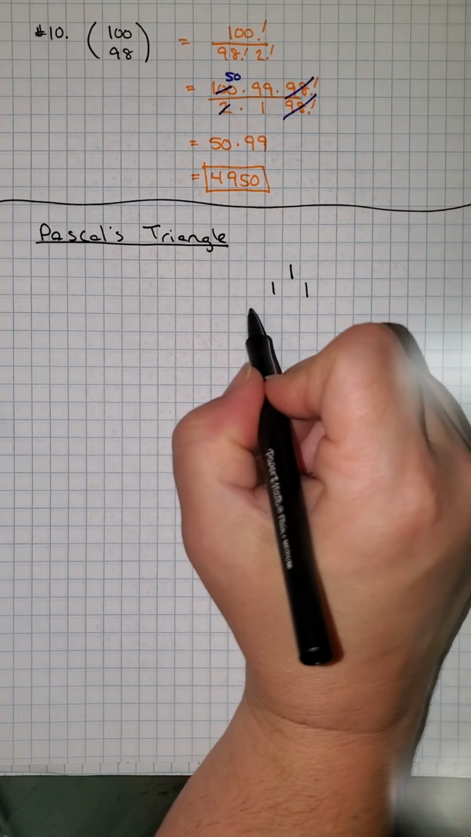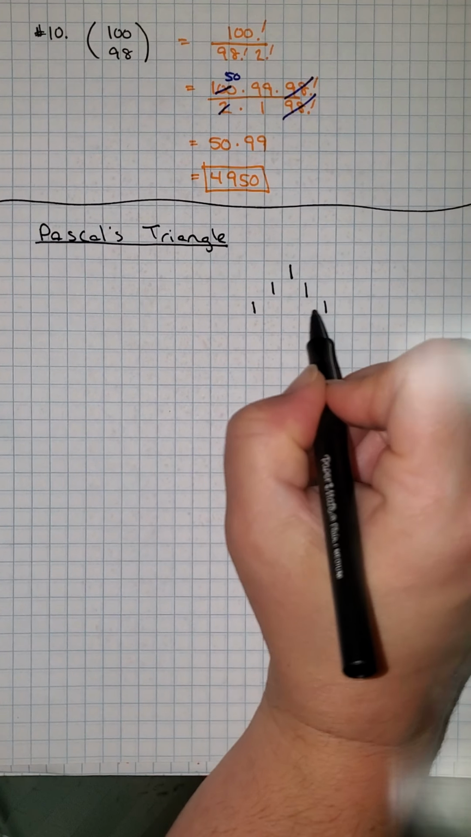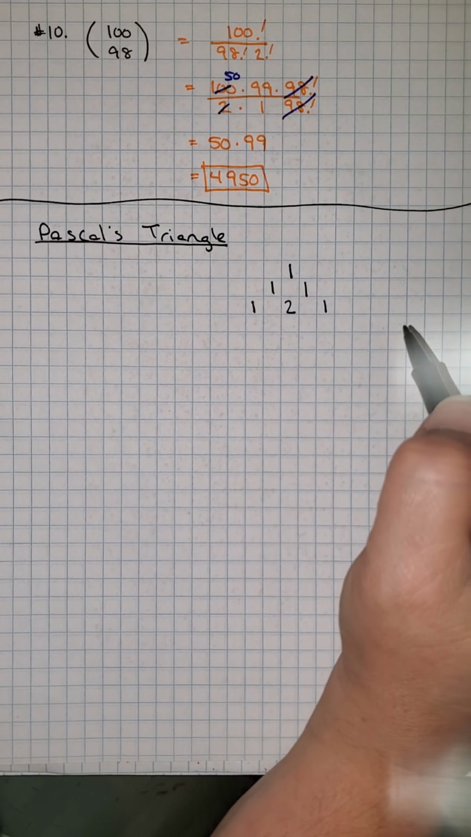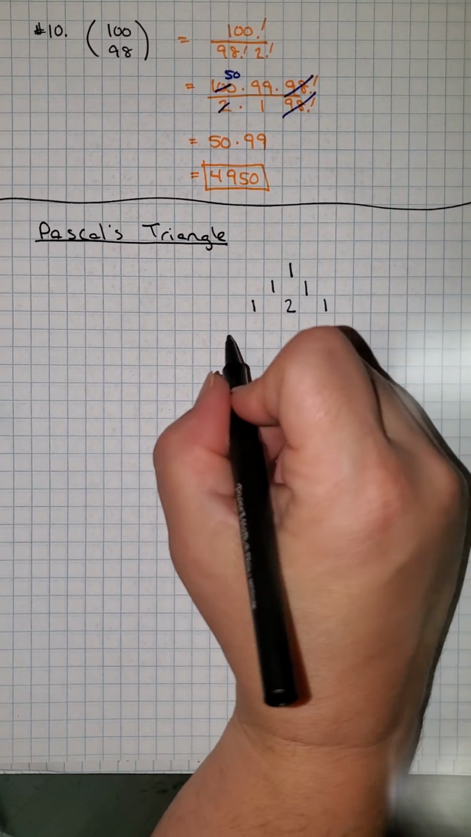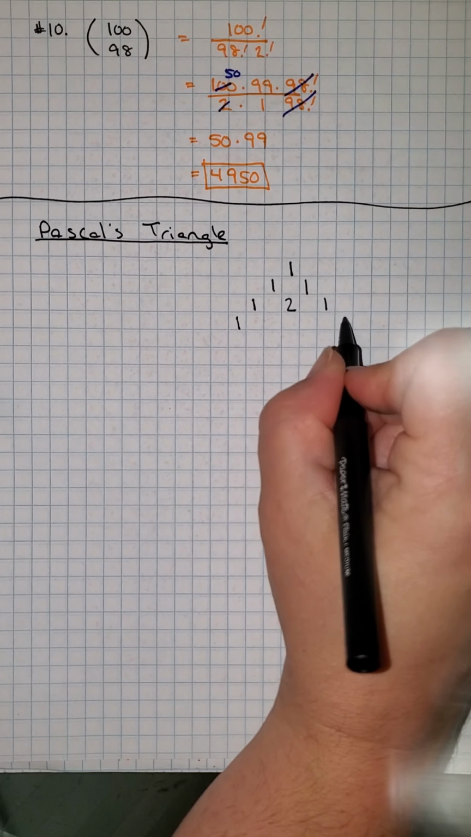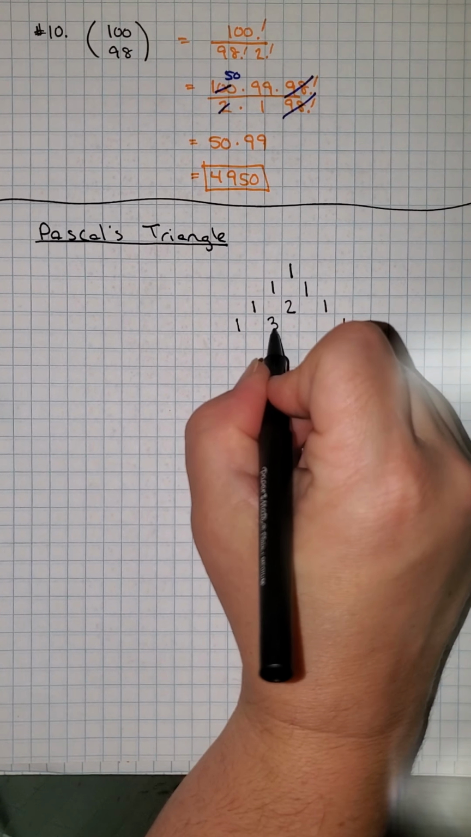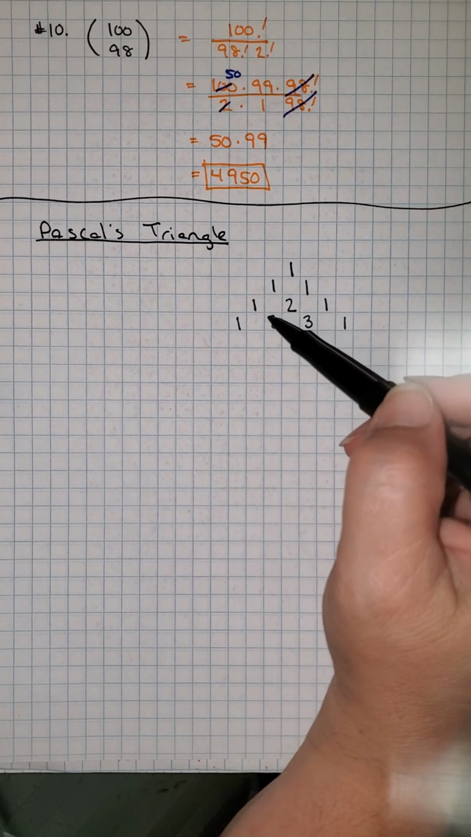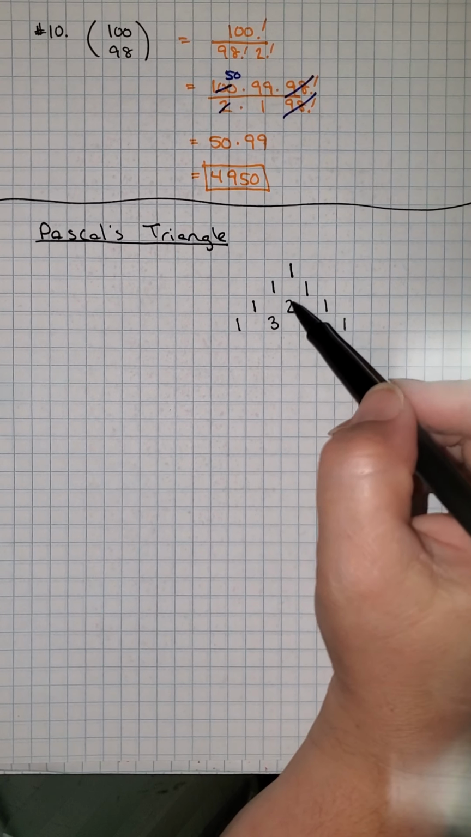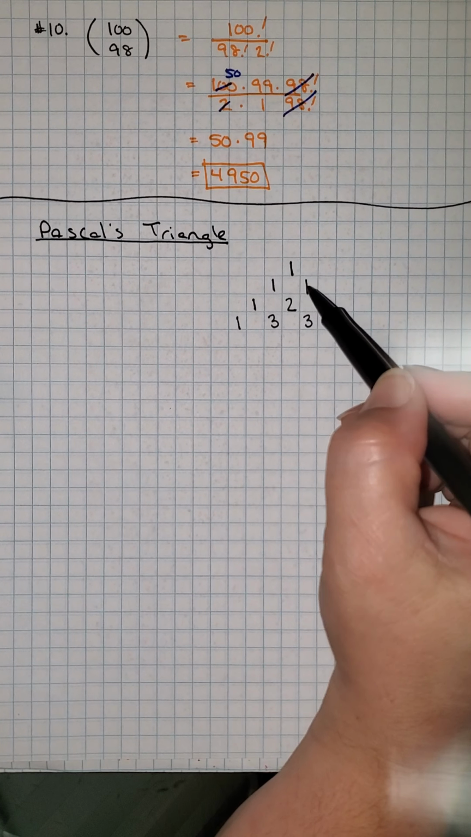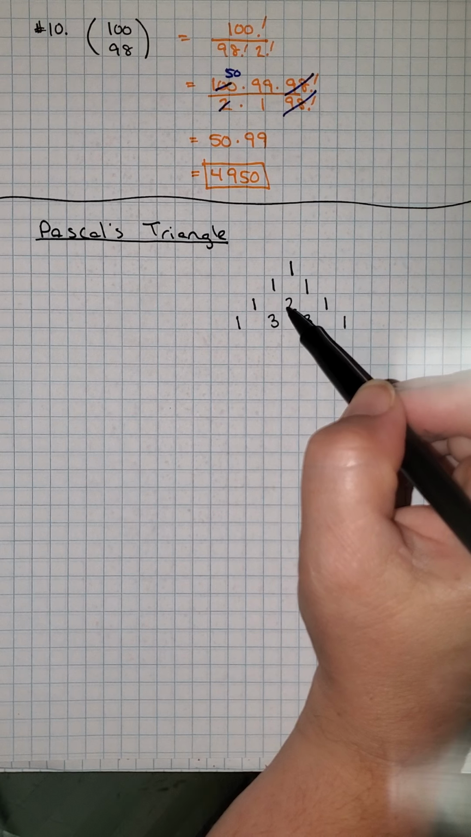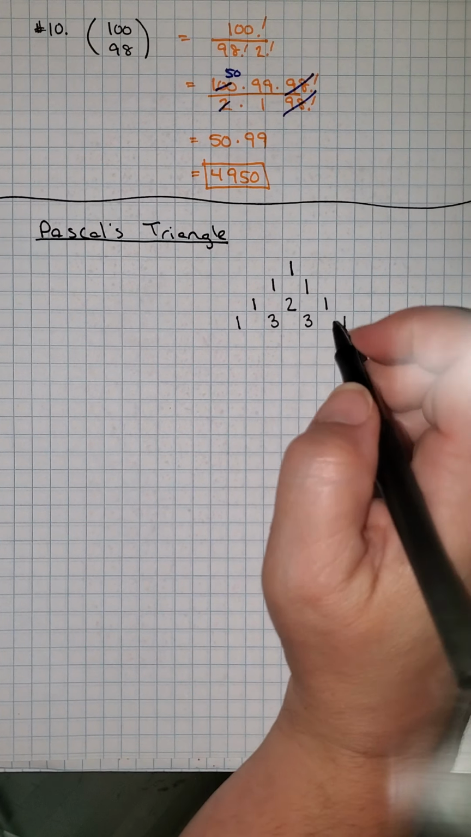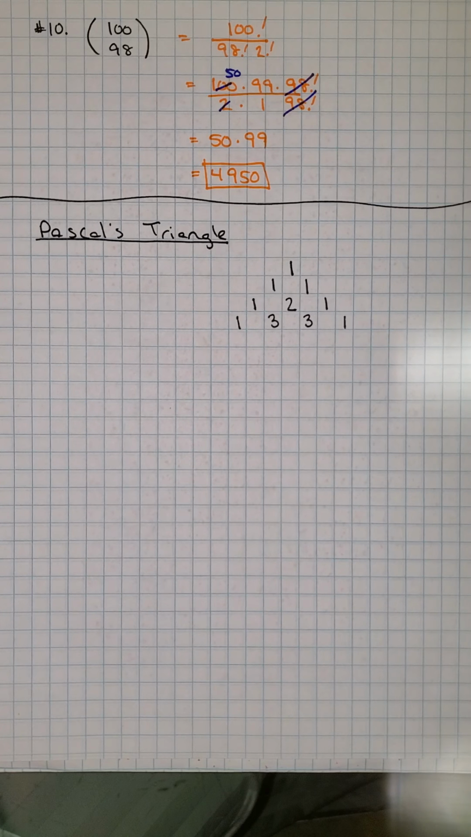Okay, then underneath it you have, the outsides are always 1. In the middle we have a 2. So you might be like, where'd that come from? I'll show you in a minute. Next level, 1's on the outside. This will be a 3 and a 3. How did I know that? What it is, your inside numbers are the sum of the 2 that are above it. So 1 plus 1 is 2. 1 plus 2 is 3. 1 plus 2 is 3 over here also.